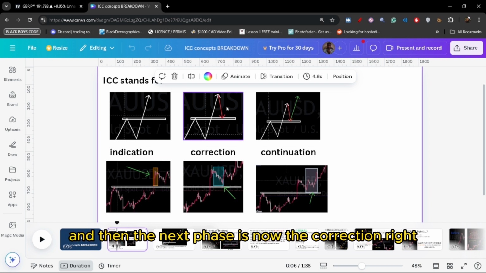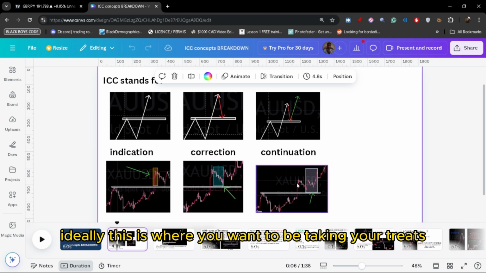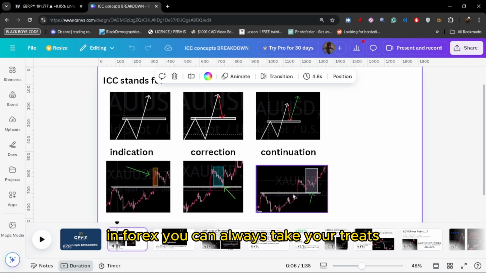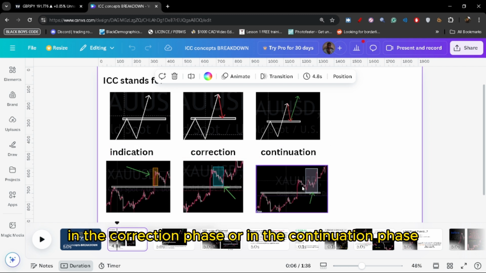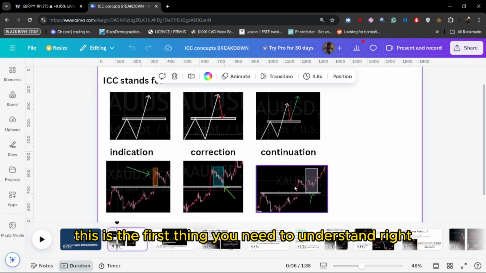And then the next phase is the correction. This is price retracing to our zone that we are waiting for to take our trades. And then the last phase is the continuation. Ideally, this is where you want to be taking your trades. But when you are experienced and seasoned in Forex, you can always take your trades in the correction phase or in the continuation phase. But this is the first thing you need to understand: the ICC, how the market moves.